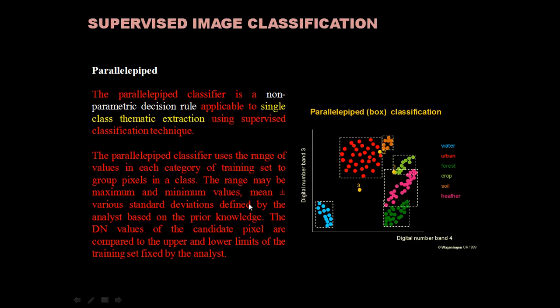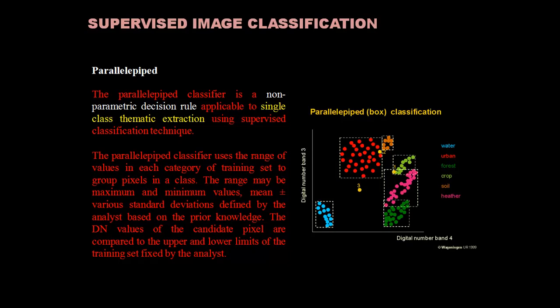In this case, on the basis of the class pixels, ranges like the minimum and maximum values, or the mean plus minus different standard deviations, are selected. Then the unclassified or candidate pixels are compared to those user-specified ranges, and where there is a parity between the range and the unclassified pixel, the pixel will be grouped into that particular class.